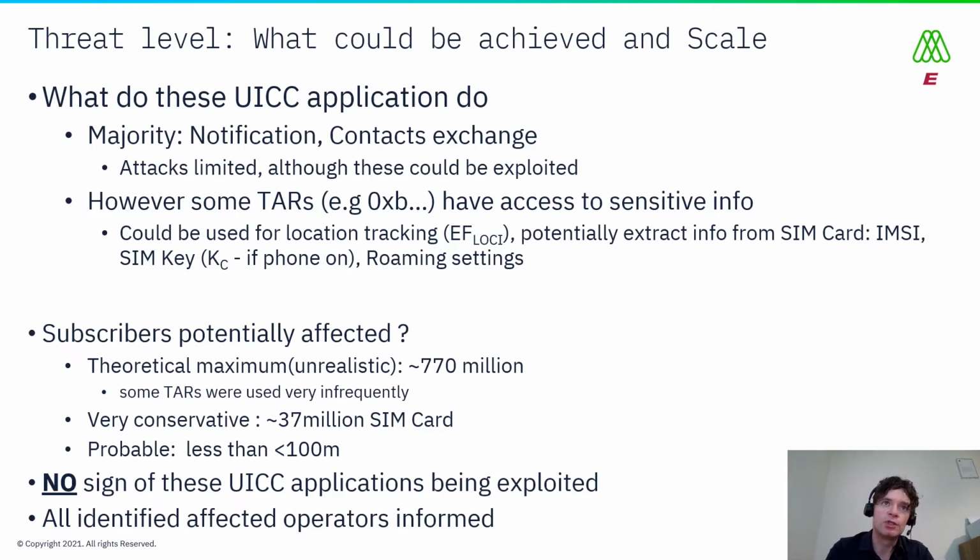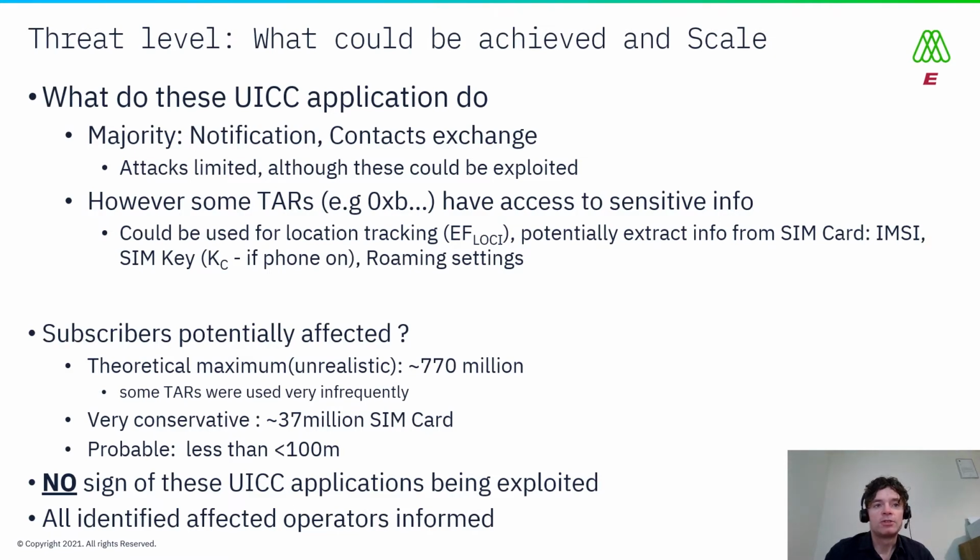So this includes these applications which you could potentially use to do malicious notifications or context exchange with. So any type of vulnerability is not good, but in general, the scale of these would not be at the same level as the SAT browser or the WIB attack. But like I said, some of them had access to quite sensitive information.